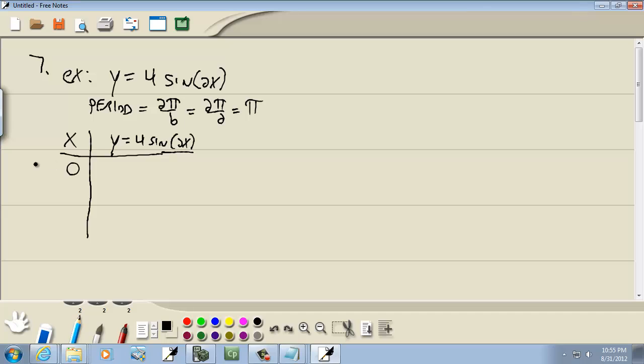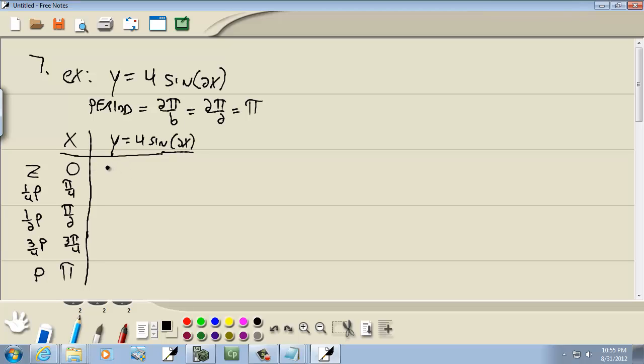Well, this is always 0. Down here, this is always our period, which is pi. This is 1/2 of our period, which is pi over 2. And this is 1/4 of our period, which is pi over 4. And this is 3/4 of our period, which would be 3 pi over 4.